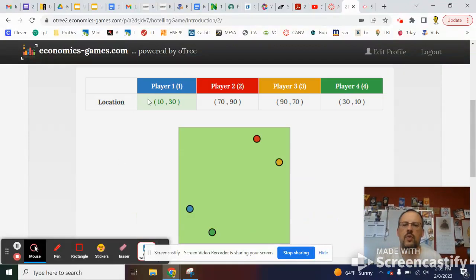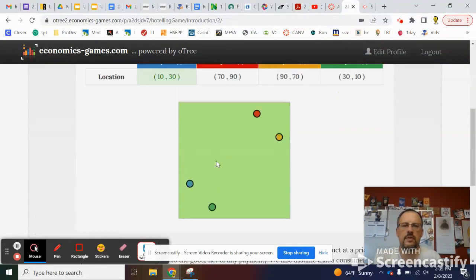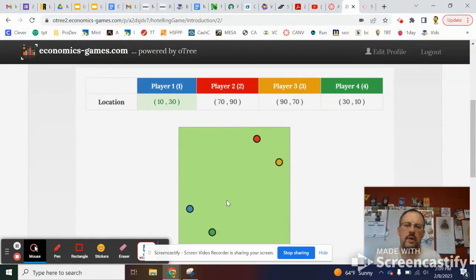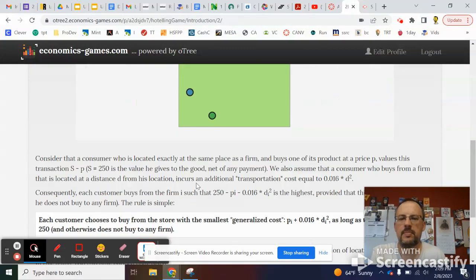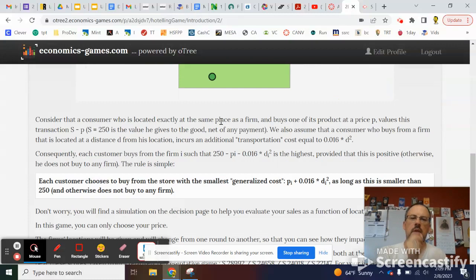So in round one, you are player one, and your competitors are players two, three, and four. This is your square where you're selling your good, and you are located where the blue dot is. Now you have to decide where to set your price to try to capture as much business as you can. Essentially, people would prefer to buy from a seller that's close to where they are, and remember that all the buyers are equally distributed across the square.